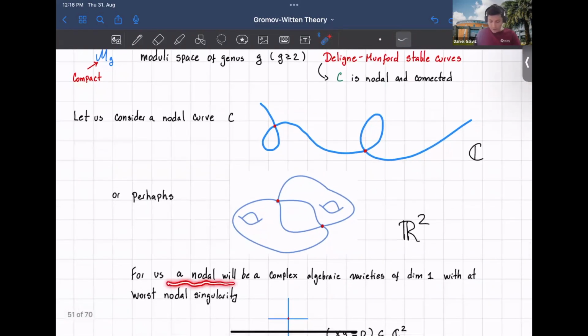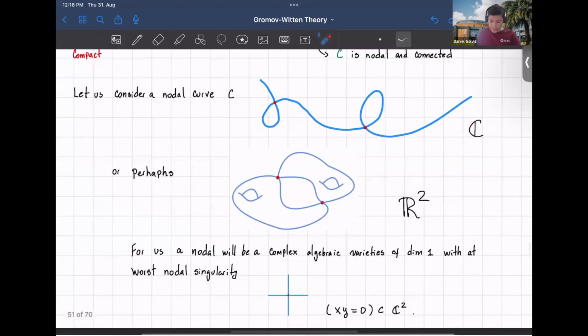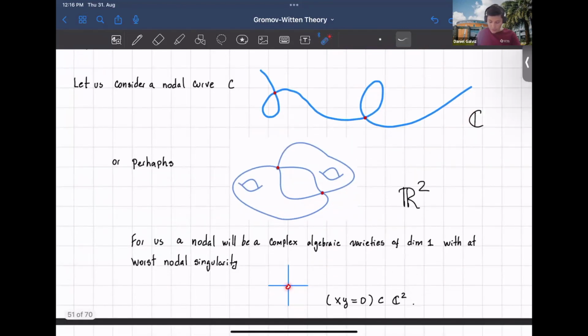For us, a nodal curve will be a complex algebraic variety of dimension 1 with at worst nodal singularities. This is a nodal curve, and this is the nodal singularity, where you have equations like this. So it's not very clear if x or y is the one to be 0 or both equal to 0.